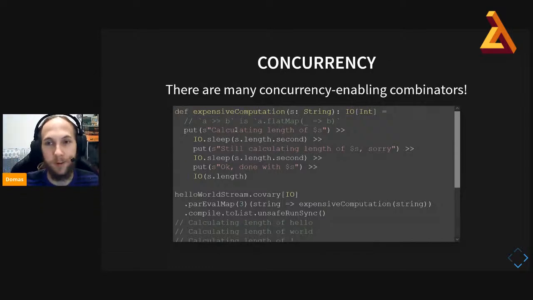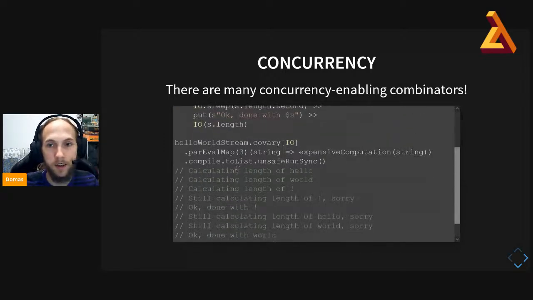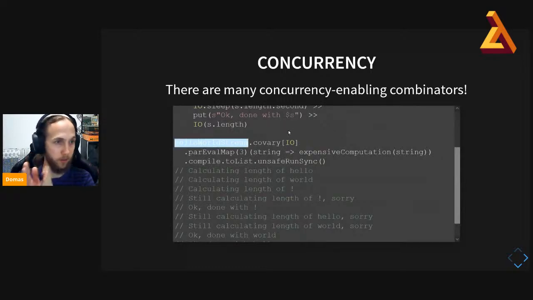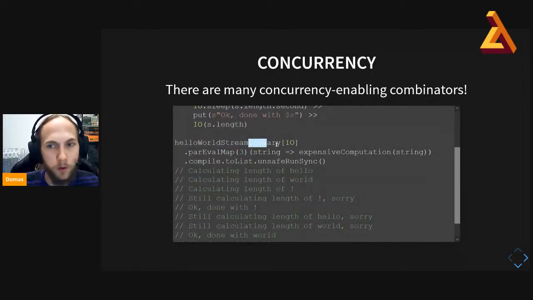So we have an expensive calculation which we initiate from the string, which in practice will sleep twice the length of the string in seconds, and then return the length of that string. So this is just a setup for our parallelism test. And this is the interesting part here. So we take our hello world stream, which is hello world exclamation mark. We call this covary thing.